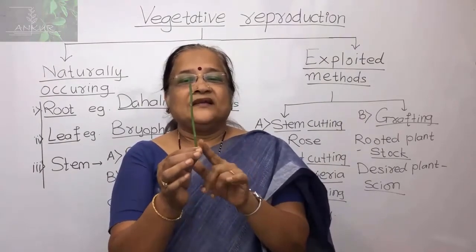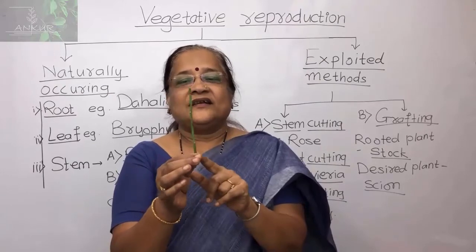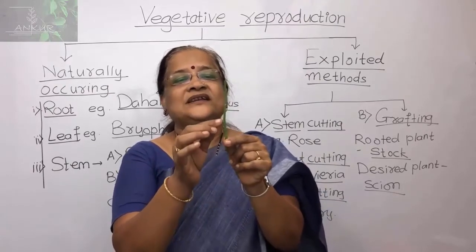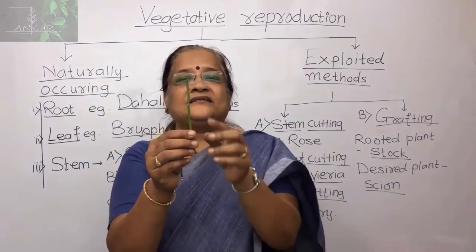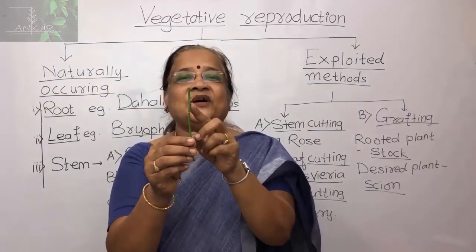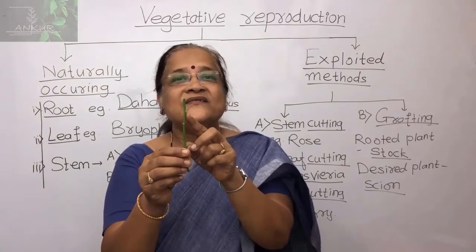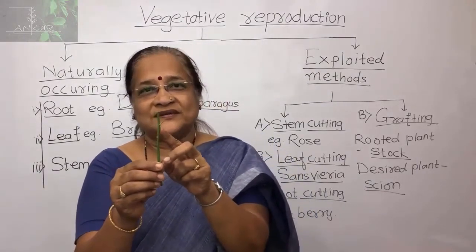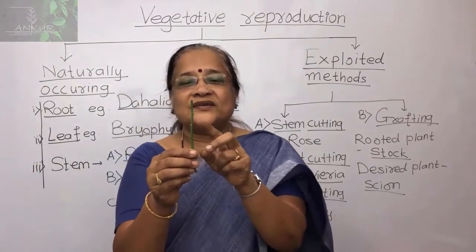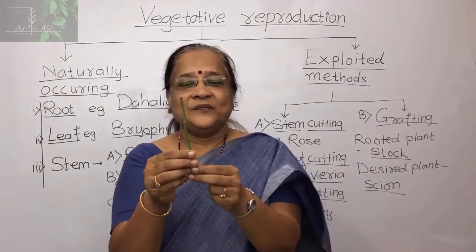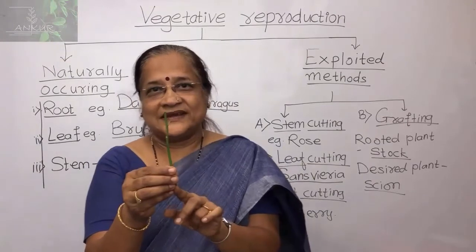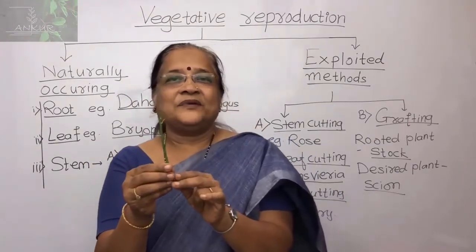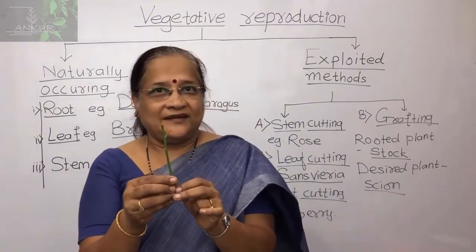So here this is the rose cutting, on which at the nodal region some buds are there, and from this bud we get a very small young part of the plant, which is the future plant of the rose. When we put it into soil, you get the new plant, and rooting occurs from the lower nodes of the stem. So this is the best example of the stem cutting.